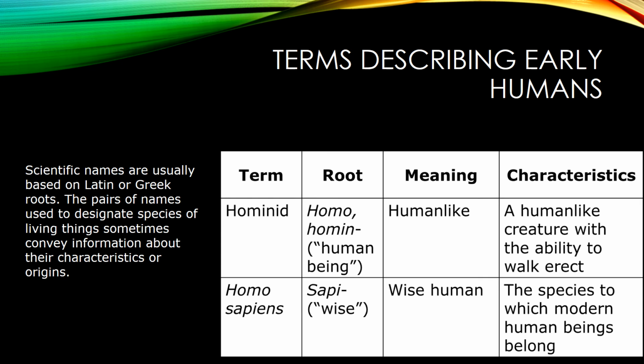Let's look at the word Homo sapiens. Sapi means wise. The meaning is a wise human. So you take the word homo, which means human, and sapien, you put those together, and you get the word wise human. The characteristics are the species to which modern human beings belong. So you are a Homo sapien.